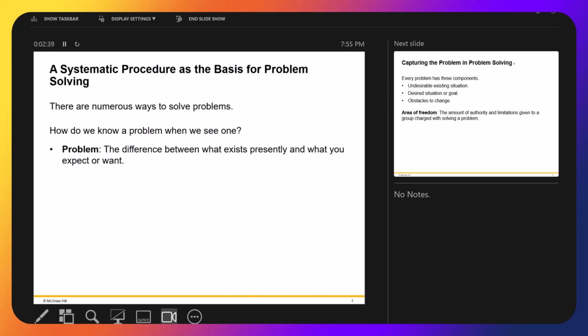A systematic procedure as the basis for problem solving. There are numerous ways to solve problems. How do we know a problem when we see one? Problem: the difference between what exists presently and what you expect or want. You look at something that you have right now and try to figure out, what would you like to have? Where would you like to go with this? And so there is your problem. So how do we fix this problem? How do we go about it?